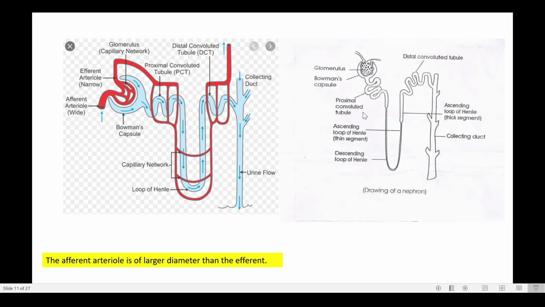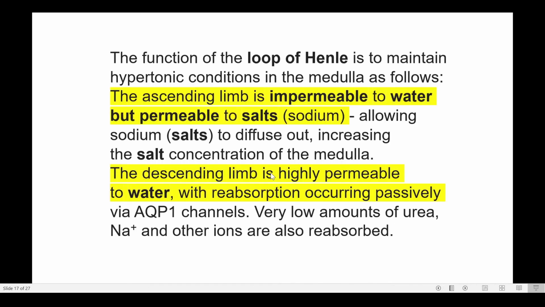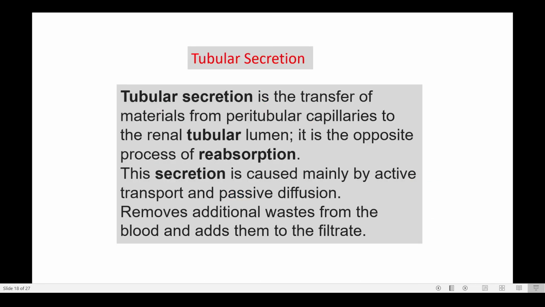Now, after the proximal convoluted tubule, the loop of Henle is present. The loop of Henle has two arms. One is called the descending loop of Henle, this one which is coming down, and another one is going up, that is the ascending loop of Henle. Now, both these loops have different functions. The function of the loop of Henle is to maintain the hypertonic conditions in the medulla. The ascending limb is impermeable to water but permeable to salts, whereas the descending limb is highly permeable to water, with reabsorption occurring passively. Thereby it helps in osmoregulation.